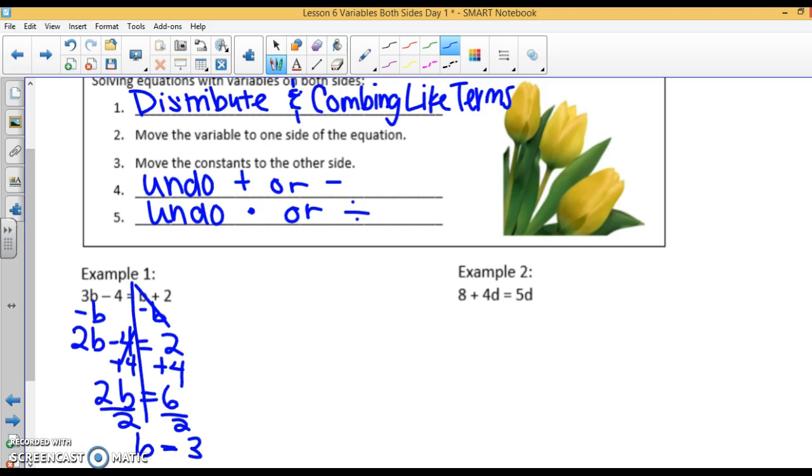Now over here, I have 8 plus 4d equals 5d. I want to get the variables on the same side. For this one, I want to subtract my 4d. And I'll be left with 8 equals 5d minus 4d, which will just leave me with 1d. And I'm done. 8 equals d.